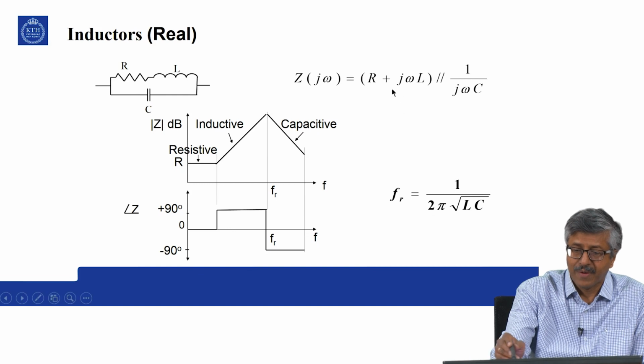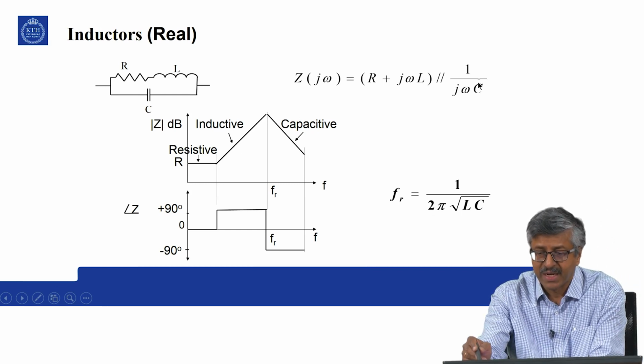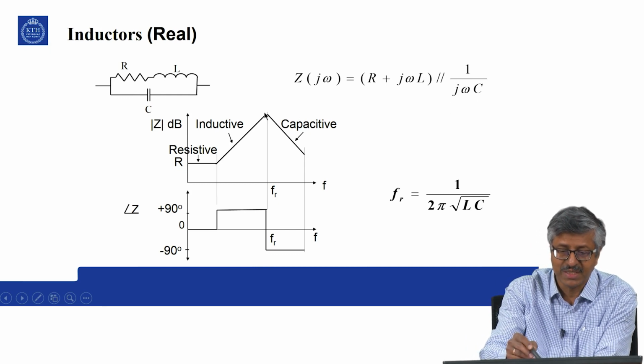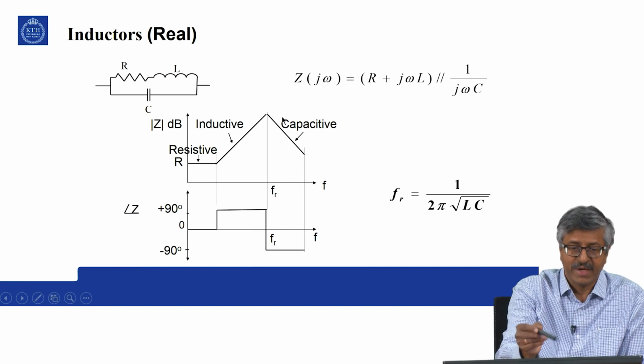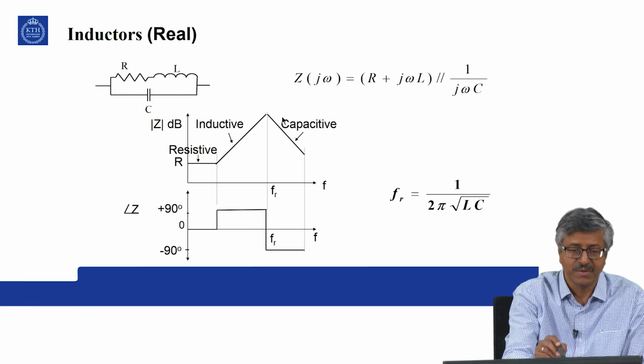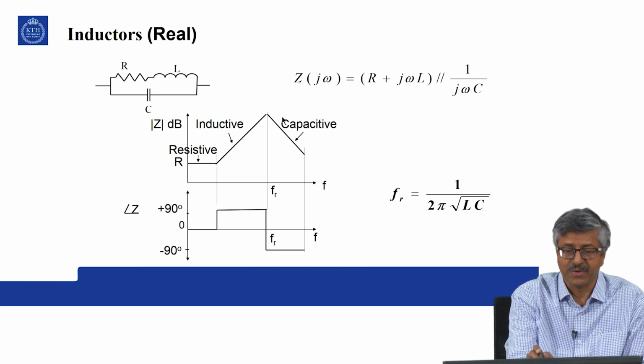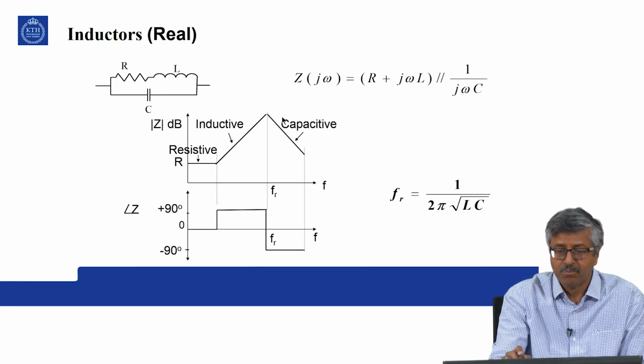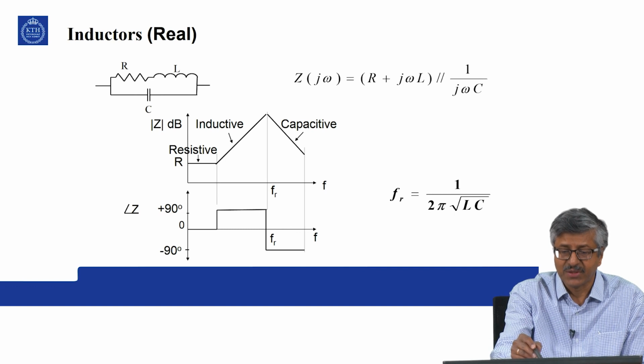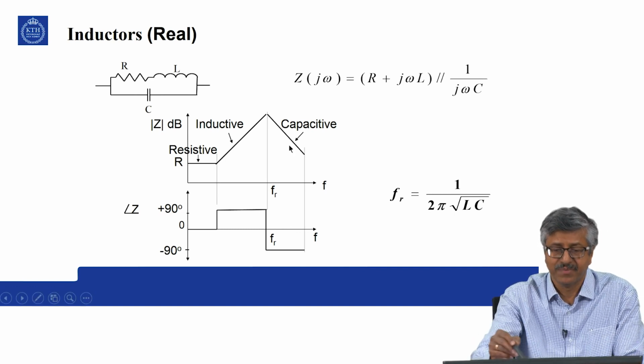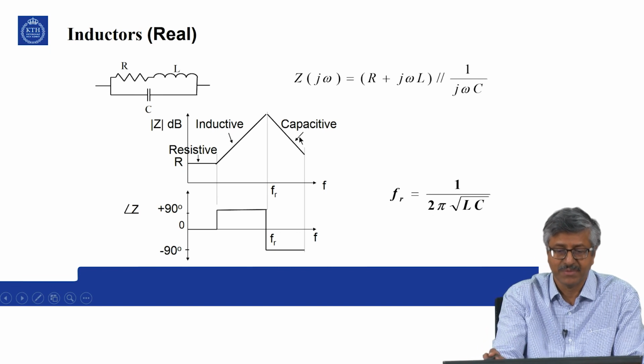So initially it is R, then it is j omega L that is dominating. Then at one particular point, j omega L and 1 by j omega C become equal. So that is the resonant frequency. It is high impedance at this parallel resonance, whereas previously, in series resonance, it is low impedance at the resonance frequency. After resonance, the capacitance part is dominant and there is a 20 dB per decade decrease.